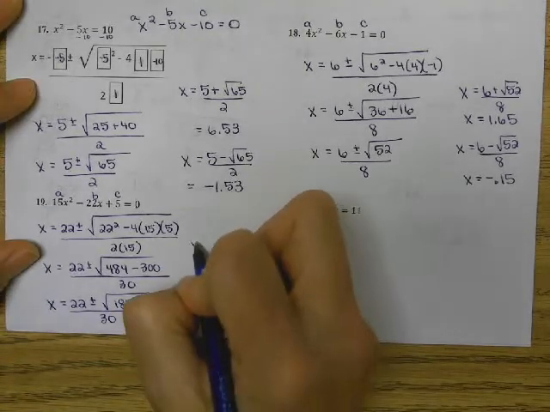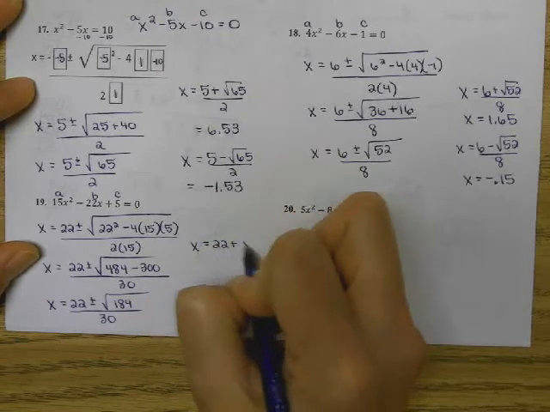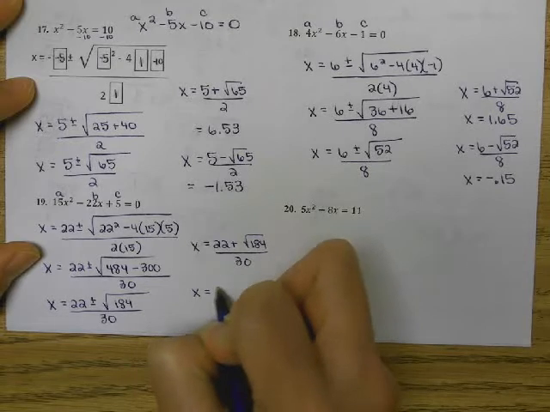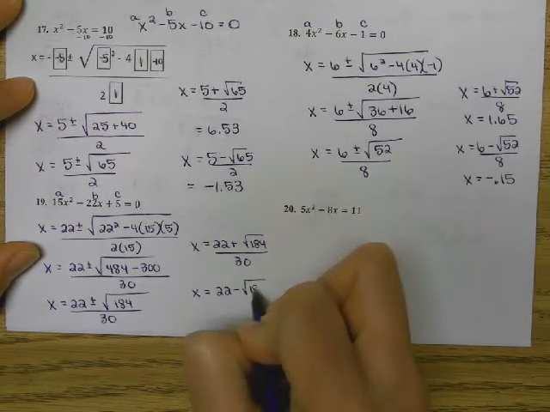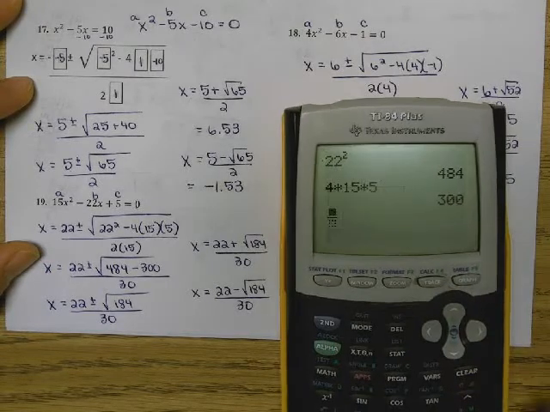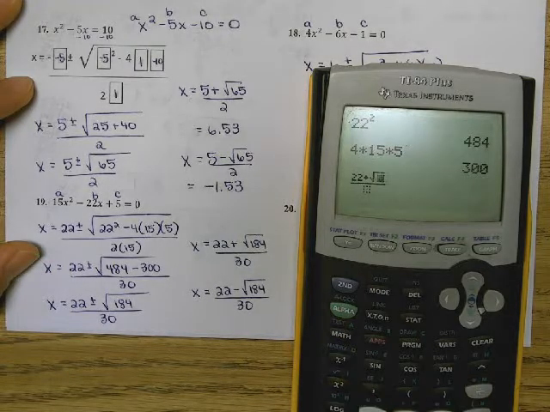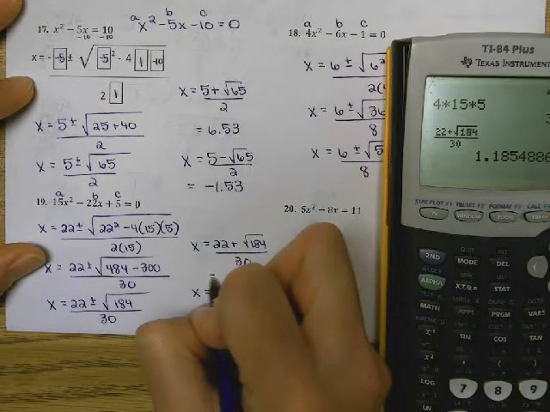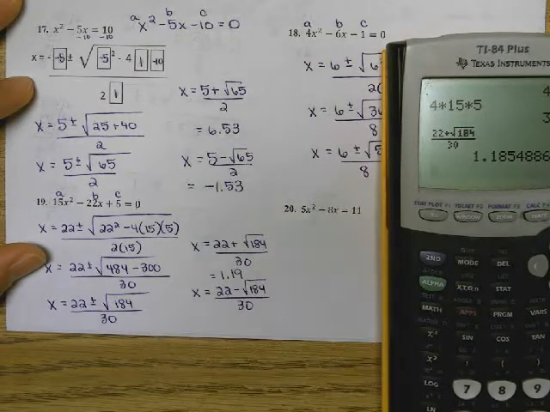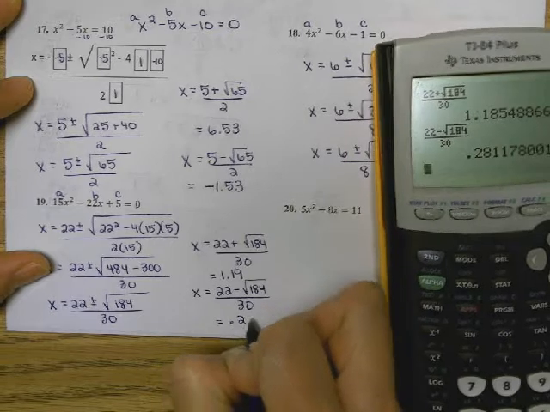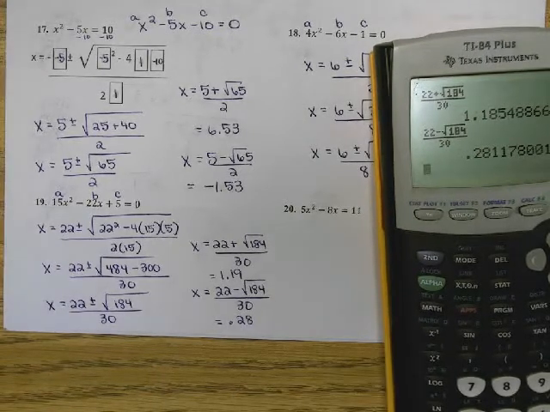So from here, split it up. So x equals 22 plus the square root of 184 divided by 30. And x is equal to 22 minus the square root of 184 divided by 30. So alpha y equals, enter, 22 plus the square root of 184 divided by 30. So 1.19, and 22 minus, 0.28. All right?